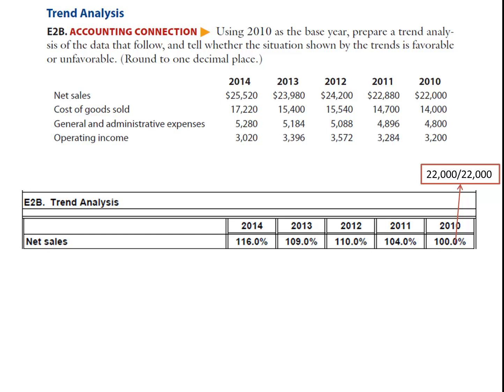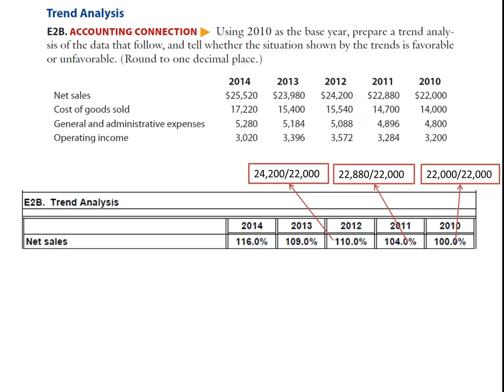And then in 2011, we take the 2011 net sales divided by 2010, and we have 104%. So what that means is our net sales have increased by 4% from 2010 to 2011. In 2012, they've increased again. And here you can see the trend. It's increased 10% all the way from 2010, and there's only been a 6% increase from 2011 to 2012.